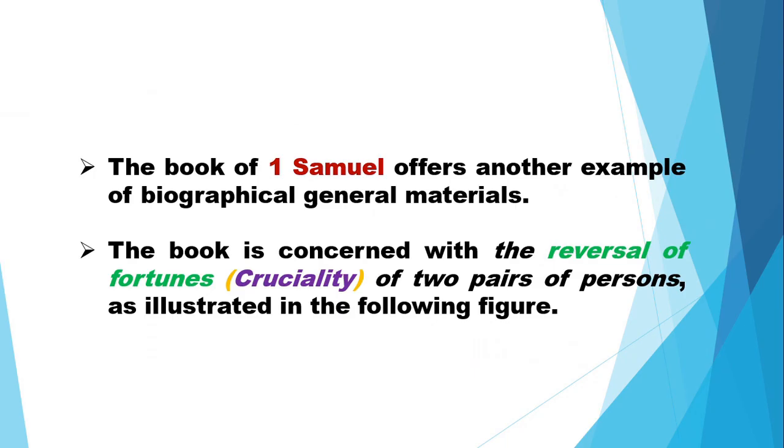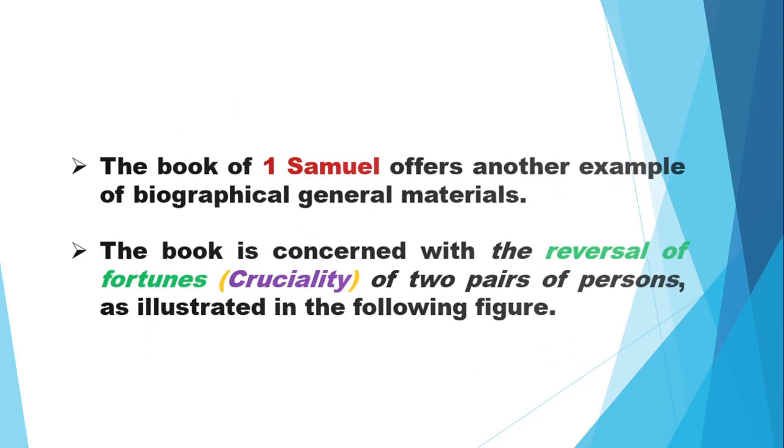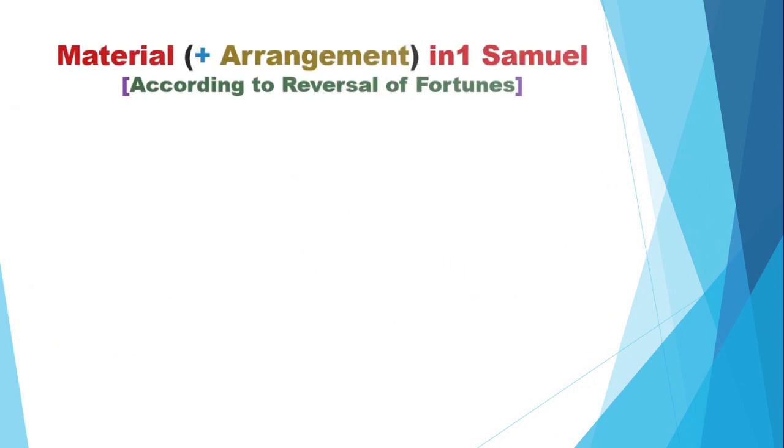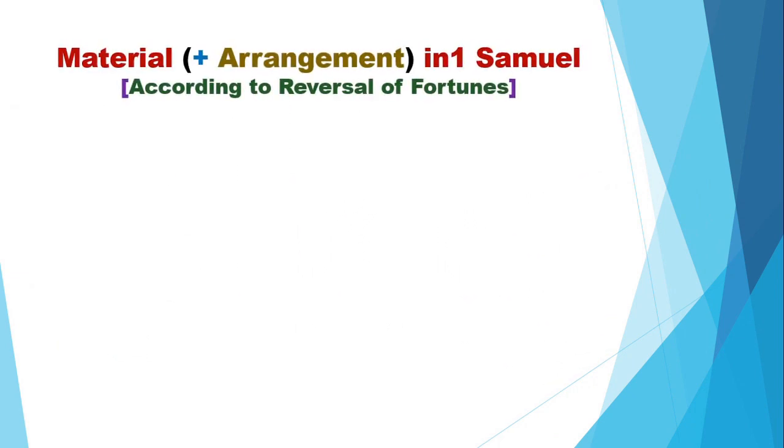On one end, somebody is doing well and then they start doing badly, or somebody was doing badly and then they start doing well. That would be cruciality, and that's how the material is arranged in First Samuel. So we have an illustration here. Okay, so we have material in First Samuel according to reversal of fortunes. I've put a plus arrangement because we are going to observe also some patterns there.